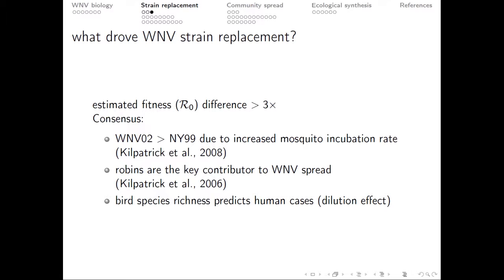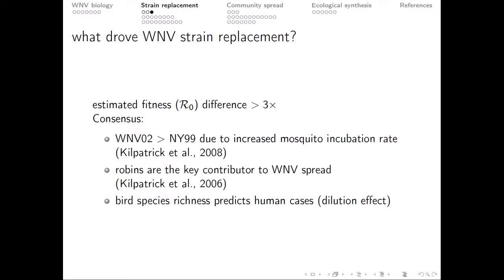There's a lot of stories told with fairly high confidence in the literature that I want to come back and be skeptical about. When people are looking at West Nile, a fairly influential paper said that the important biological difference between WN02 and New York 99 is that WN02 makes it from the mosquito gut to the mosquito salivary gland much more quickly. There's an increased incubation rate in mosquitoes.